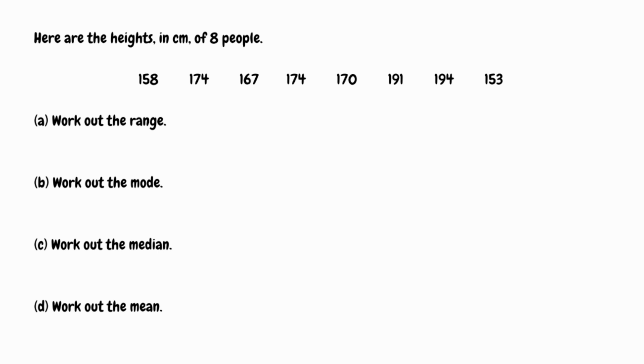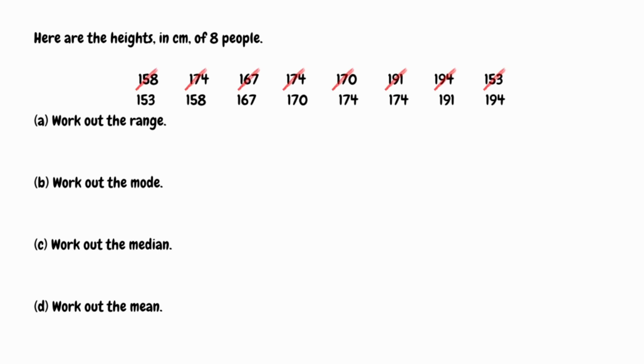Okay, so for this final question, we have here the heights in centimetres of 8 people, and we need to work out the range, the mode, the median and the mean. So as we've said with the previous 2 questions, it's a lot easier if we have these numbers in order, which for this question they weren't. So that's going to be our first step. We're going to put these numbers in order from smallest to largest. So this will be our new order.